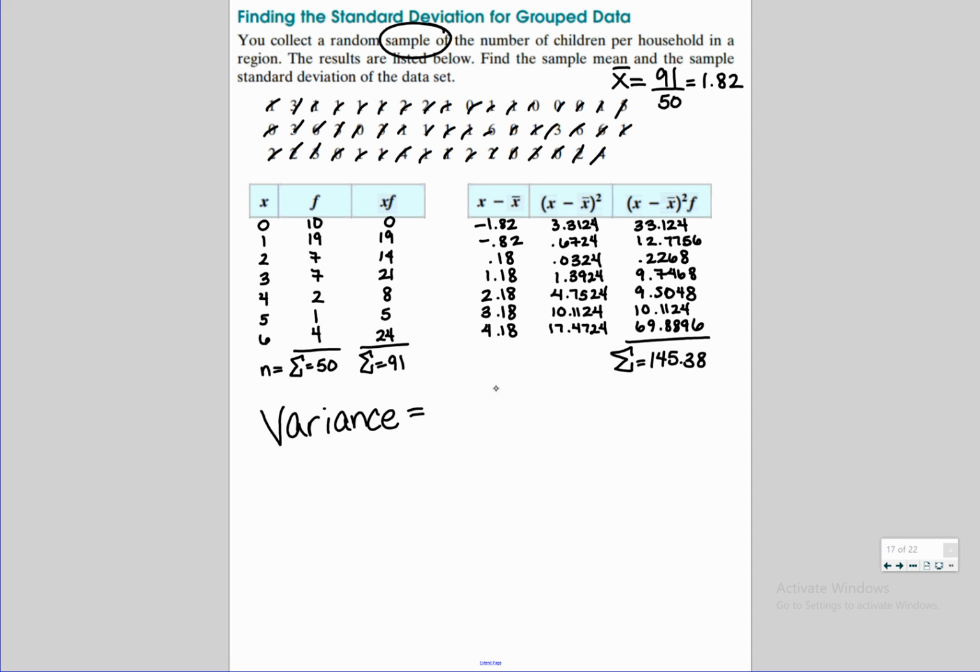Go ahead. For my variance, I'm just going to take that 145.38. Remember, this is a sample, so we are dividing by n minus 1. My n was my total number of data values, 50, so we are dividing by 49. 2.996967 if I give it 3 decimal places. That works. My standard deviation is just the square root of that variance, and in your calculator, you can just do square root of the previous answer. 1.722.